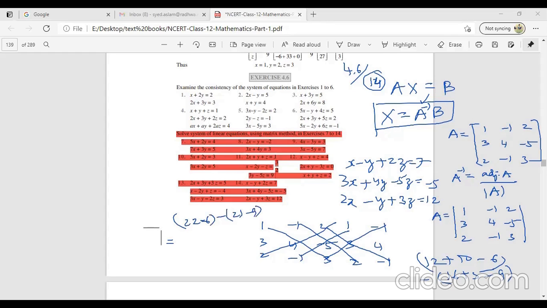So 22 minus 6, 16, minus 21 minus 9, 12. 16 minus 12, 4. So the answer will be 4. So this is the value of the determinant we can find out this way. So the determinant is coming 4. So we can write here its value is 4.